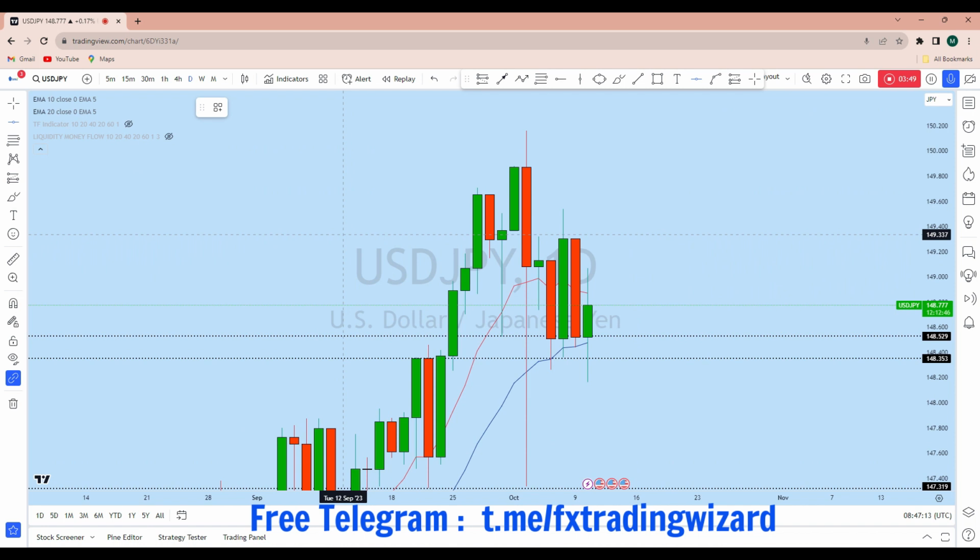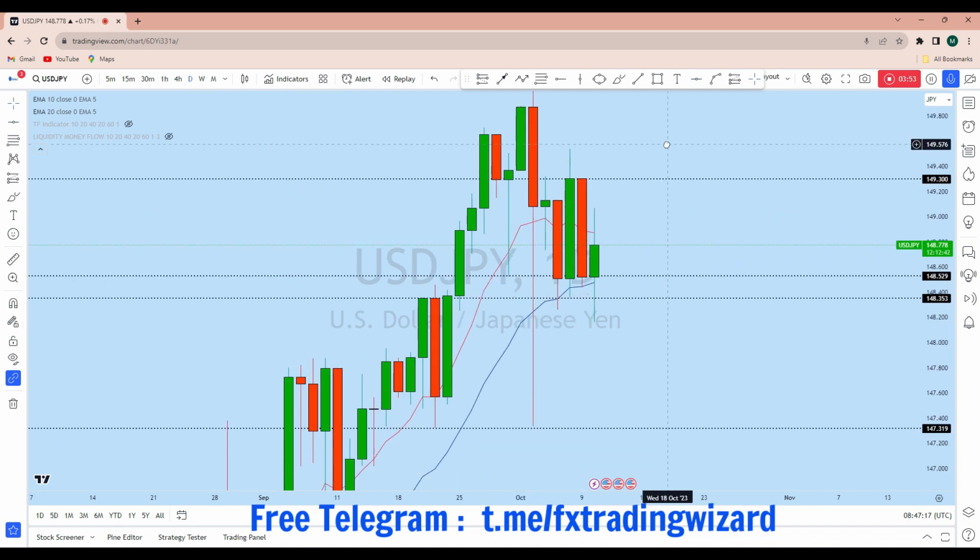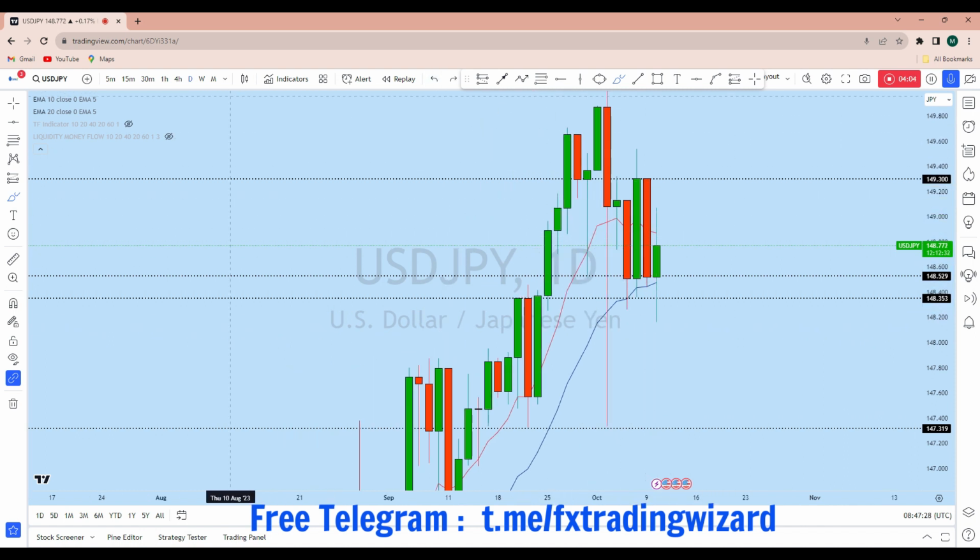As the price has gathered liquidity from this important zone, we can now expect an upside bias on dollar yen. I think that today we can expect a bounce to the upside to this liquidity zone. As the price moves from liquidity to liquidity, we can expect dollar yen to move from this level to this level where there is high liquidity.